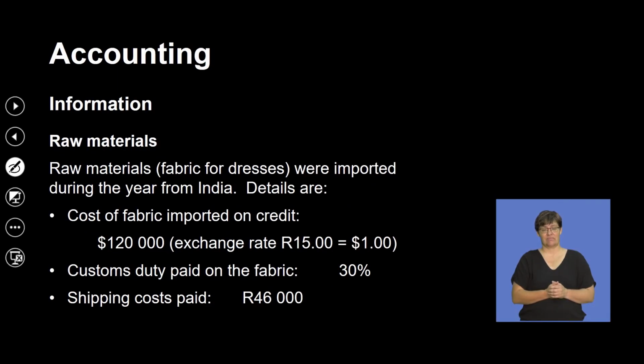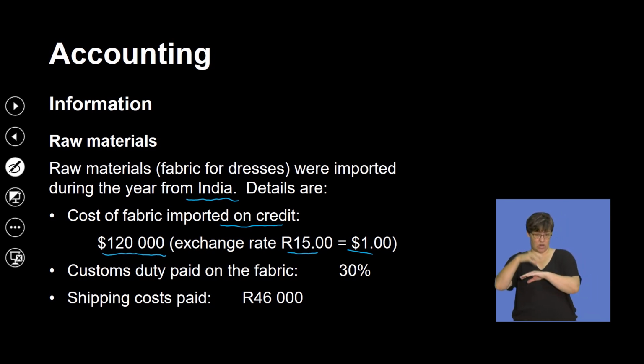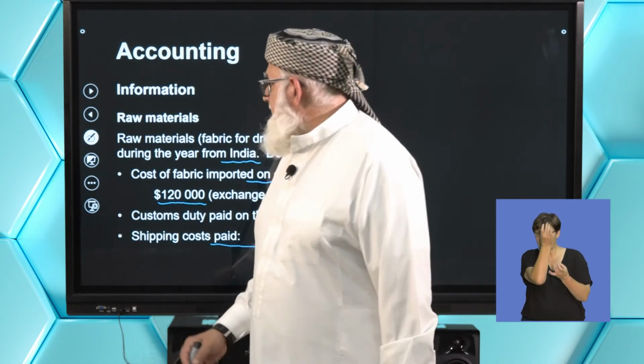What are we told about raw materials? We are told that we're using fabric. These were imported during the year from India, and the details are as follows. The cost of fabric imported on credit amounts to $120,000. Your exchange rate is 15 Rand per dollar, right? Obviously, that would entail a calculation. You pay customs duties on the fabric, and the shipping costs amount to 46,000 Rand, okay? Again, information which you're going to require.